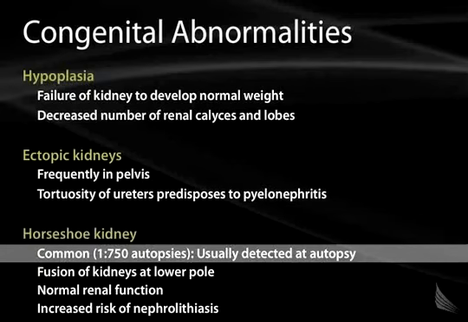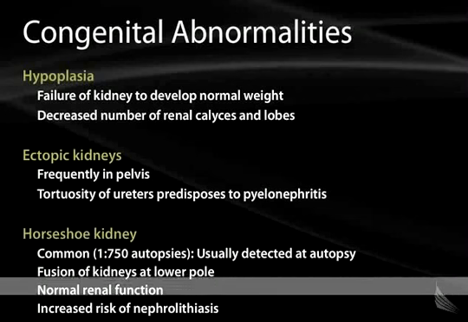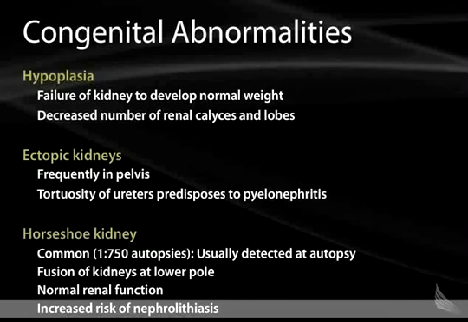This is a very common finding, in fact, and usually has no clinical significance, so that it's usually detected at autopsy in somebody who died of a non-renal cause. What happens in this case is that the kidneys never fully separate, and so you end up with one kidney that's fused at the lower pole, so that has the formation of a horseshoe-type shape. Again, as I indicated, this usually has normal renal function. There is an increased risk of nephrolithiasis or kidney stones in these individuals, but they normally have no kidney problems throughout their lifetime.